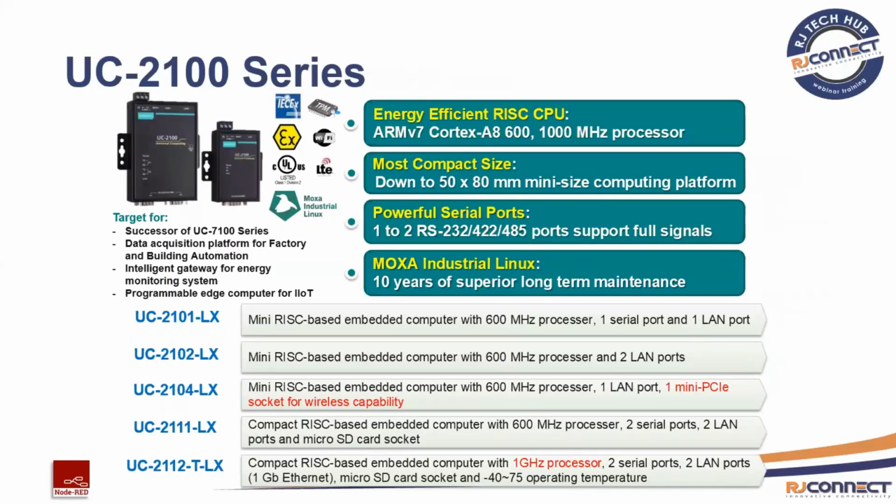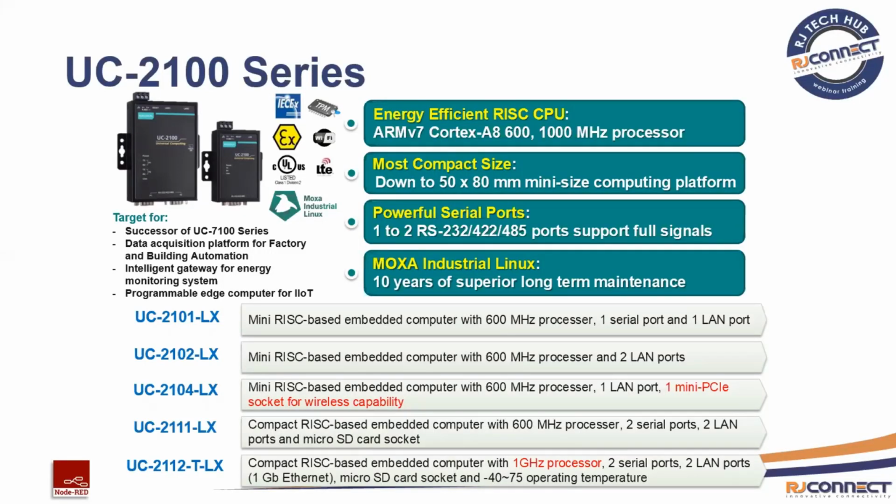Now let's take a look at some of the UC range of computers that we can use to run NodeRED on. Here we've got the UC 2100 series. These are very small and compact industrial edge computers. If you're familiar with Moxa's products and you know about the IMPORT, the smallest UC is the 2100 series, which is the same size as an IMPORT, which makes it a very small form factor that can be installed in very small spaces. It comes with a range of different CPU types and memory, as well as networking interfaces. As you can see, the 2101 has one serial port and one LAN port, and that's the smallest UC that we have.